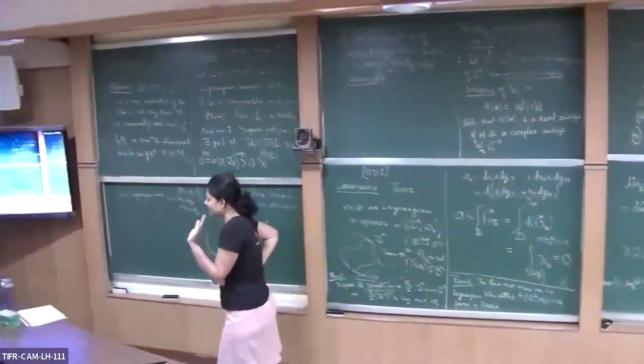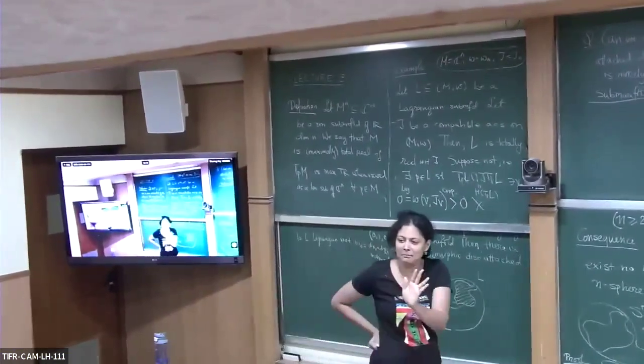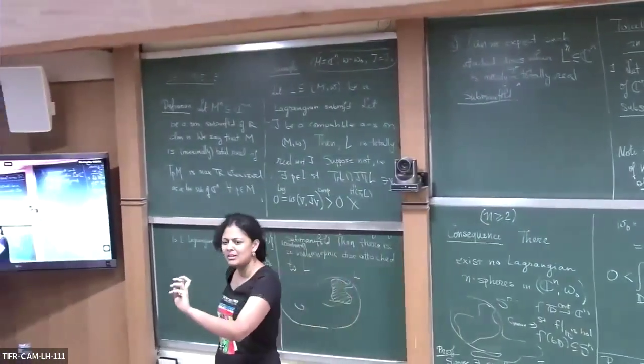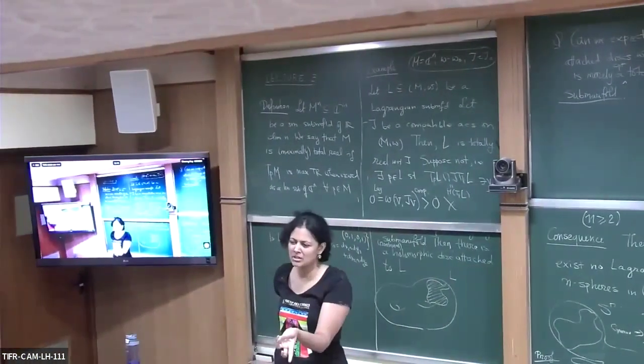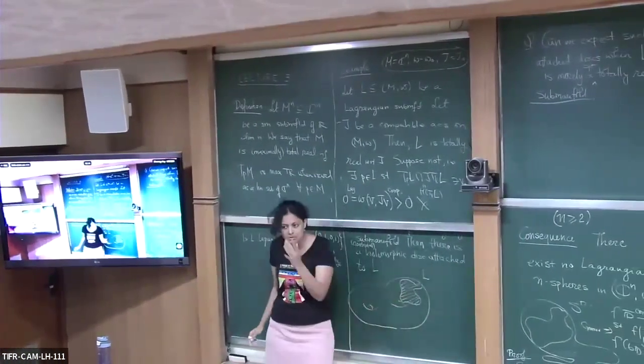I will not say anything, because all the exotic examples come from spheres. Even the other one, where you have almost complex but not symplectic, it's among the spheres that you find this example.